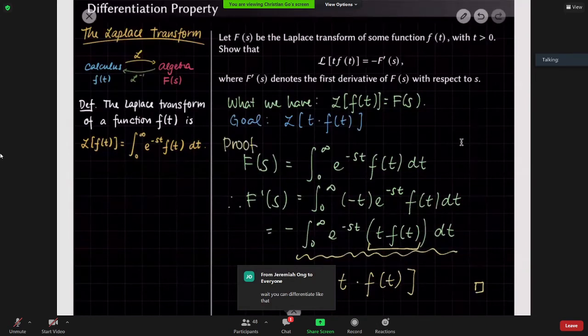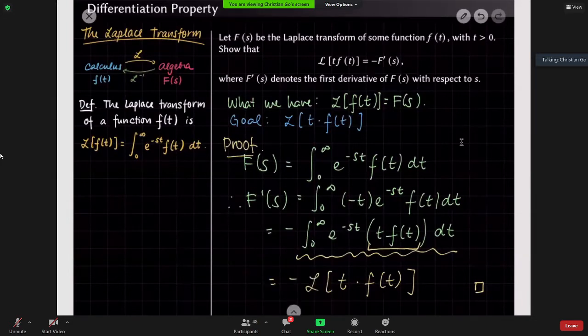Why can I differentiate like this? t doesn't change, right? t is held constant. So even if I integrate first, that t is going to stay wherever it is with respect to s. So when I differentiate e to the minus st with respect to s, again, I hold t constant, treat t as a constant.